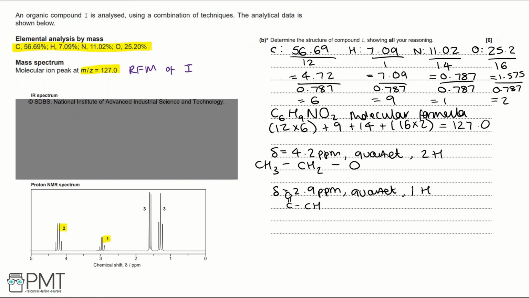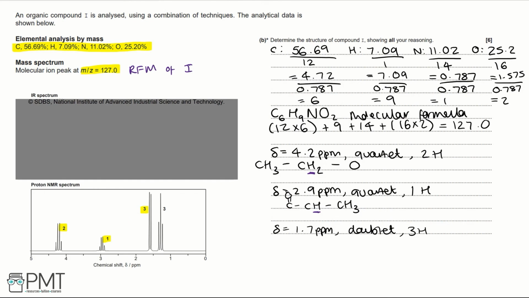But we want a quartet splitting pattern, so we want this hydrogen in the middle connected to CH3, because for each of these peaks, the carbon in question we're looking at is the middle one. Then moving on to the first integration of 3. This has a chemical shift value of 1.7 ppm, and it has a doublet splitting pattern because there are only 2 lines in this peak, and there are 3 hydrogens present.